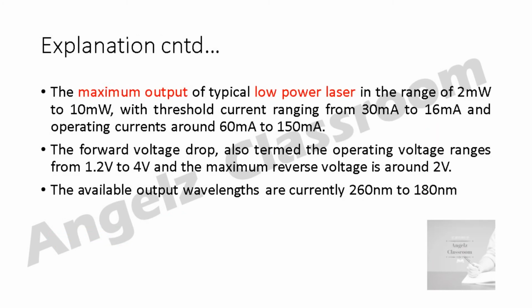So this is the maximum output. For a maximum output, what must be the ranges? The lower power laser will be in the range of 2 milliwatt to 10 milliwatt, and the threshold current ranging from 30 milliamps to 16 milliamps. The operating current is around 60 milliamps to 150 milliamps, and the forward voltage drop will range from 1.2 volt to 4 volt. The maximum reverse voltage is 2 volt, and the available output wavelengths are currently 260 nanometer to 180 nanometer.